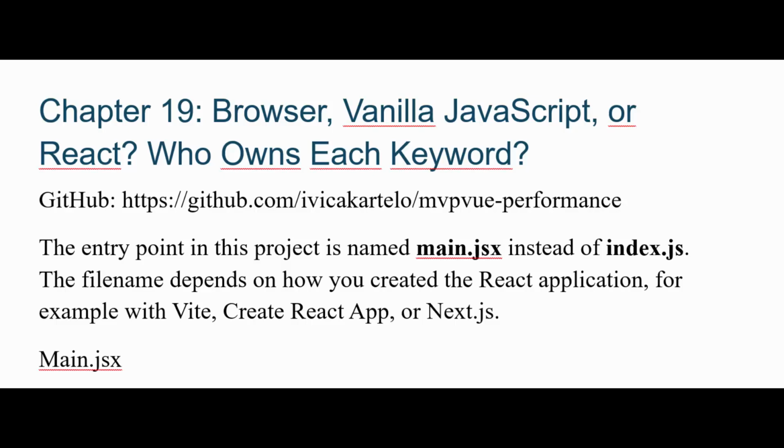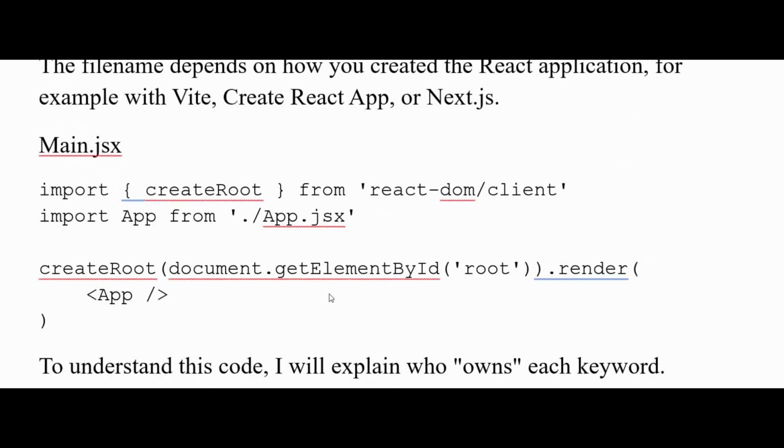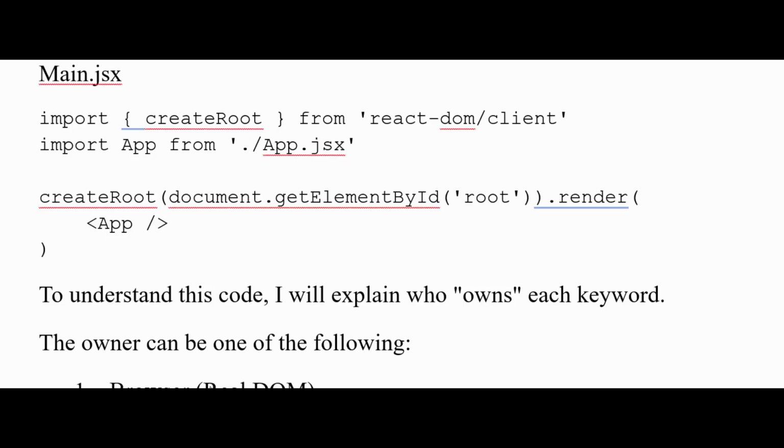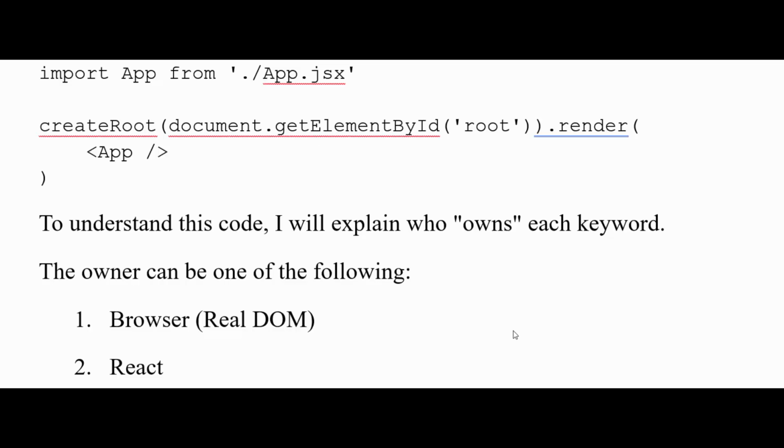Who owns each keyword. The entry point in this project is named main.jsx instead of index.js. The file name depends on how you created the React application. For example, with Svelte, create React app or Next.js. Main.jsx is here. To understand this code, I will explain who owns each keyword.